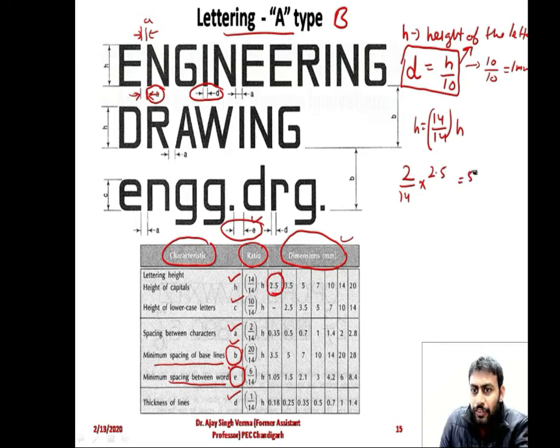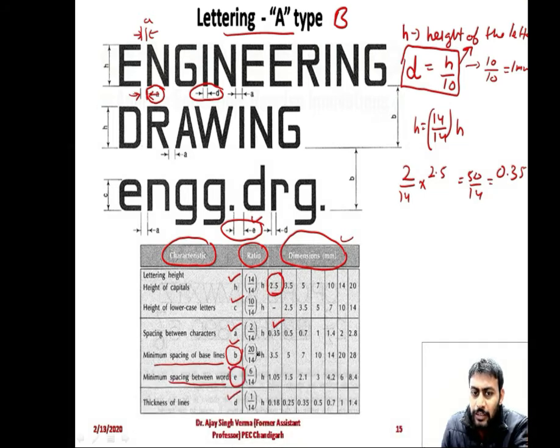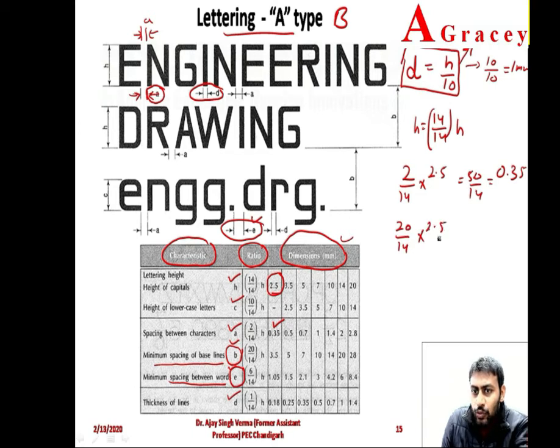Calculating this gives 5 by 14, and the decimal will be cancelled out. When you calculate from your calculator, it gives 0.35. So for the space between two characters, when the height of the letter is 2.5, the space between characters should be 0.35. Similarly, with 2.5 character height, the minimum space of the baseline is 20 by 14 H, where H is 2.5.